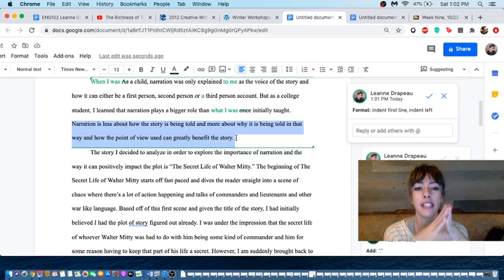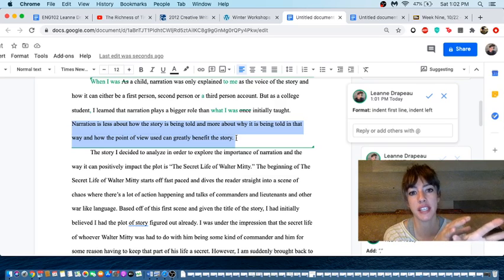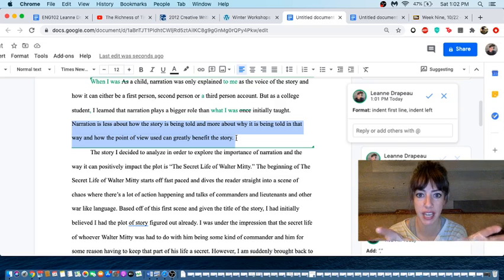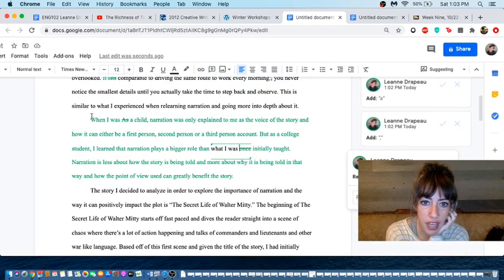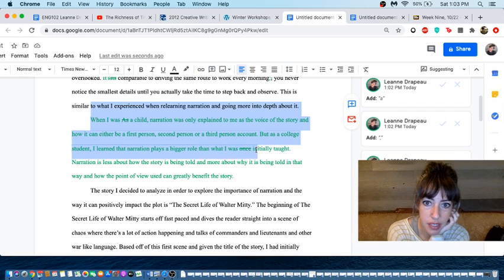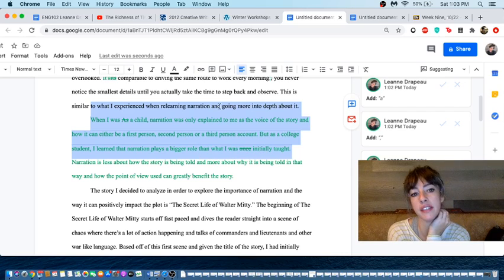Okay, so this is not quite the thesis statement of the entire piece yet, but it's getting us ready for the thesis statement. So we know that the author is going to talk to us about how narration and point of view enhances the story and kind of clarifies the story, right? There are some ways that we could make this little section of writing a little more concise.